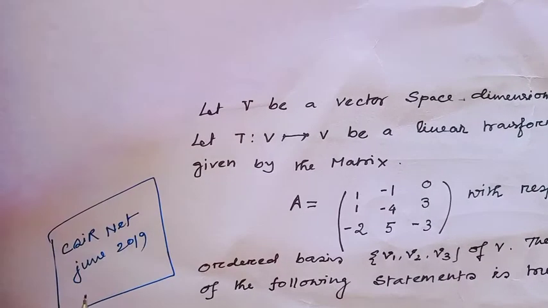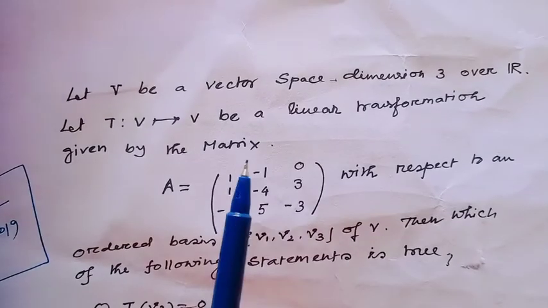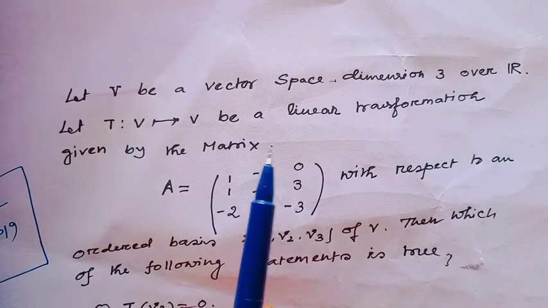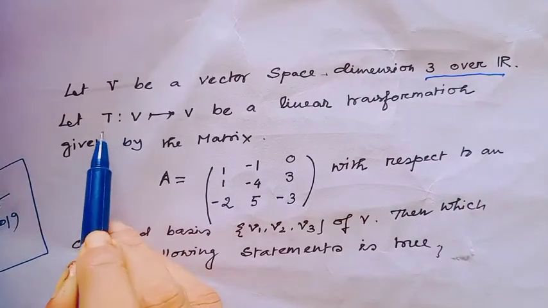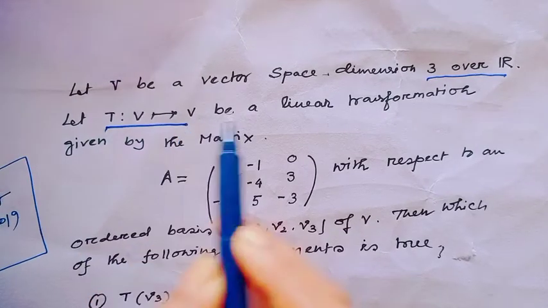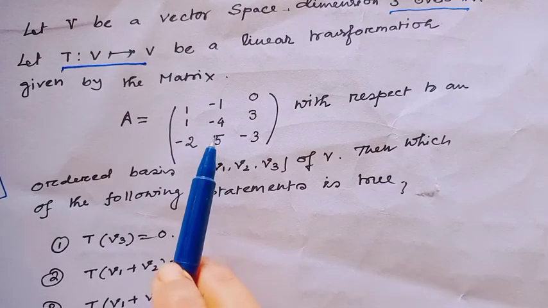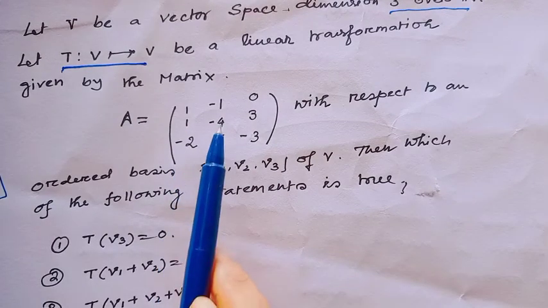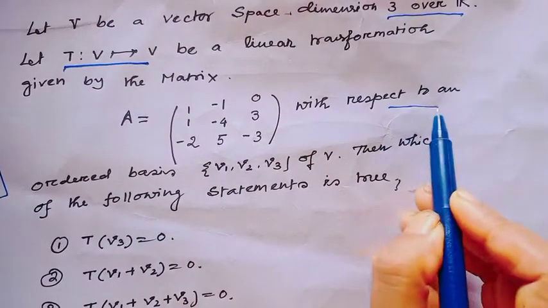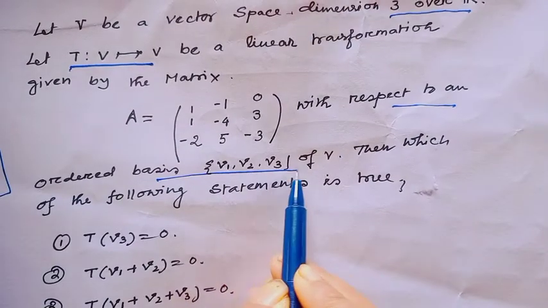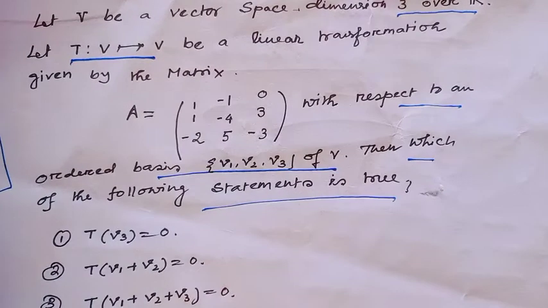The first example came in the CSIR NET June 2019 exam. Let V be a vector space of dimension 3 over R and consider a linear transformation T from V to V given by the matrix A equal to [1, 1, -2; -1, -4, 5; 0, 3, -3] with respect to an ordered basis v1, v2, v3 of the vector space V. Then which of the following statements is true?